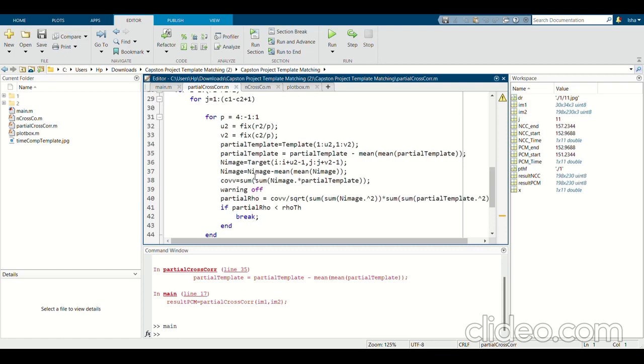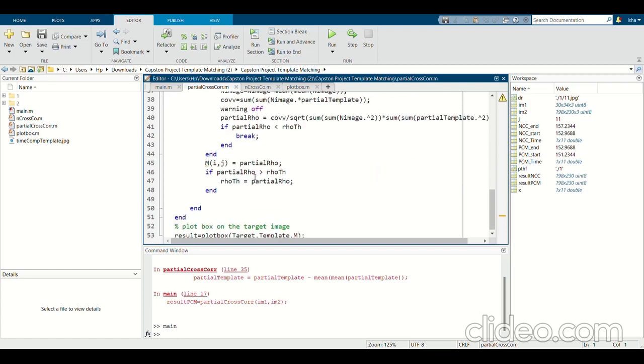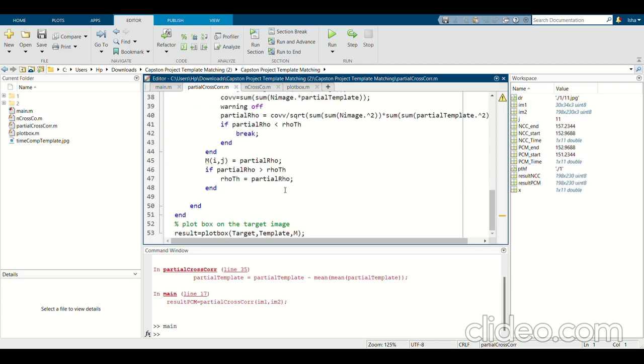How do I reduce complexity? I will stop in between, and if it is greater, then I will continue doing that, and I will update the row threshold from the maximum partial row value that I have got. In this way I will reduce the time complexity, and this is the result. Plot box and plot box.